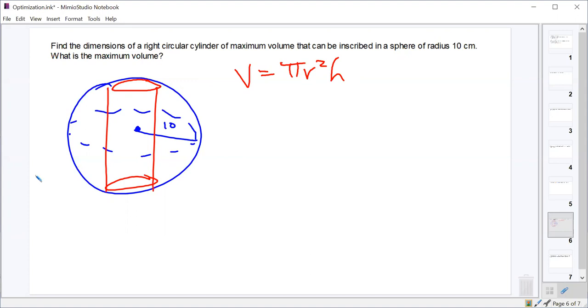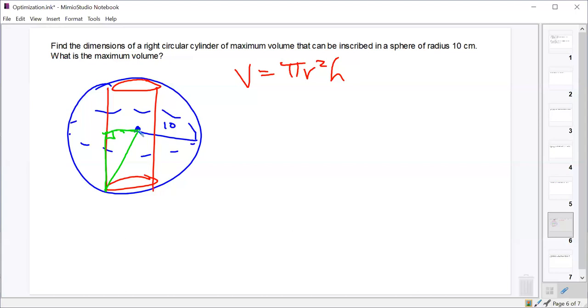We need to use the idea of similar triangles. Not necessarily similar triangles. We need to use triangles. Doesn't have to be similar triangles. How are we going to do that? Here's a right triangle. Tell me about that right triangle.